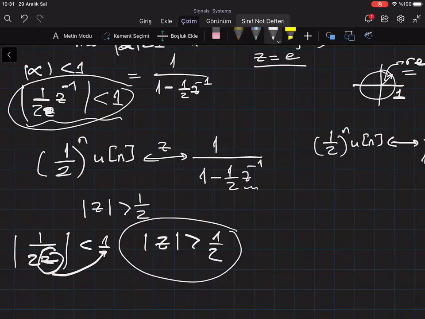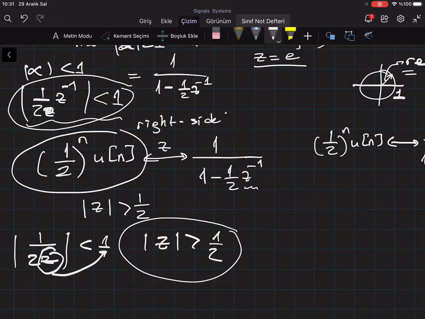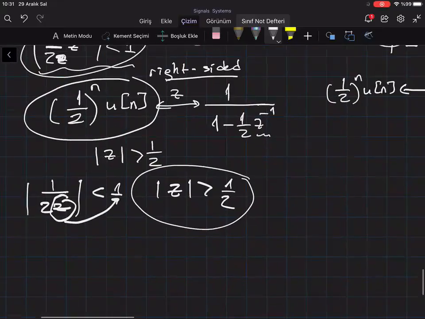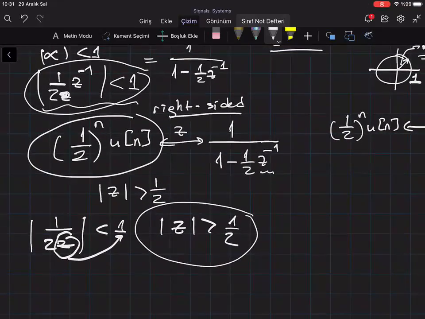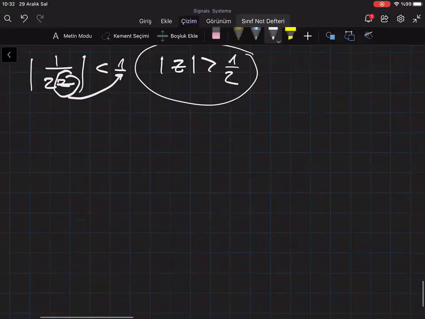Arkadaşlar, this type of a sequence is called a right-sided sequence. Sağ yönlü, right-sided sequence. Okay, this is a right-sided sequence. Sağ yönlü. Okay, I'm going to work with one left-sided sequence right now. Do you have any questions at this point, arkadaşlar? This is a kind of wrap up of the last week. I want to jump into new topics right now.